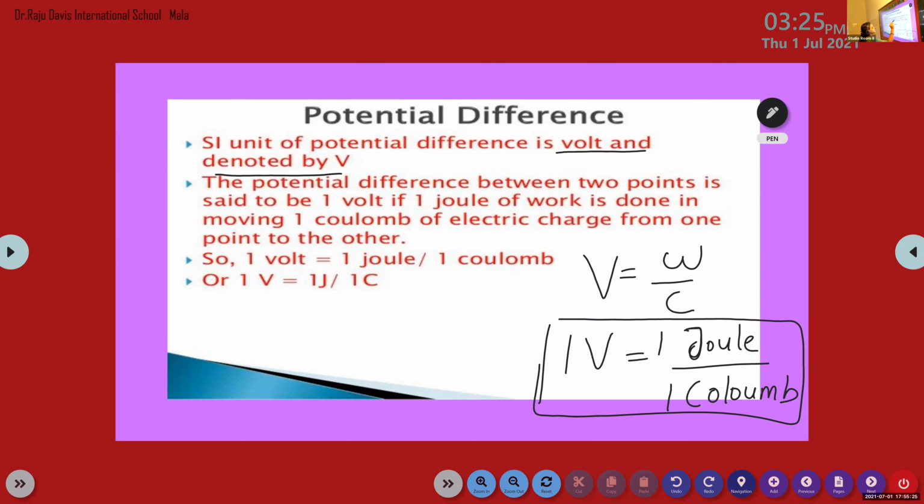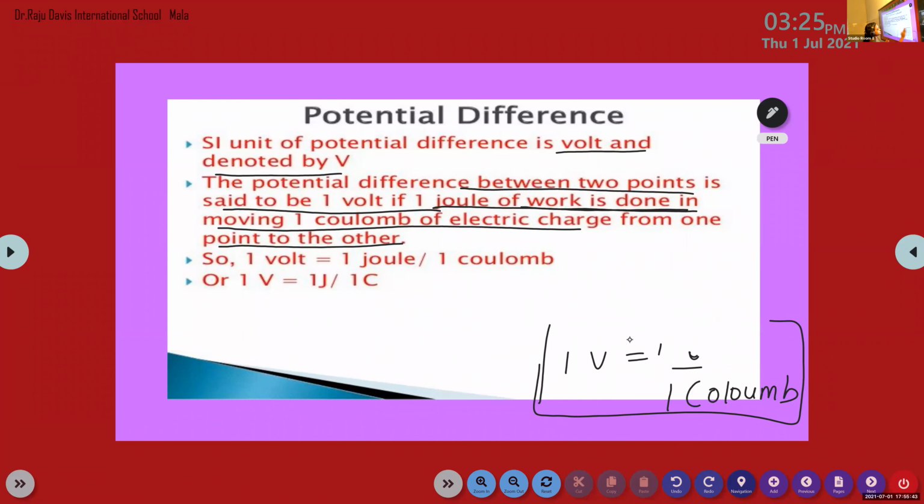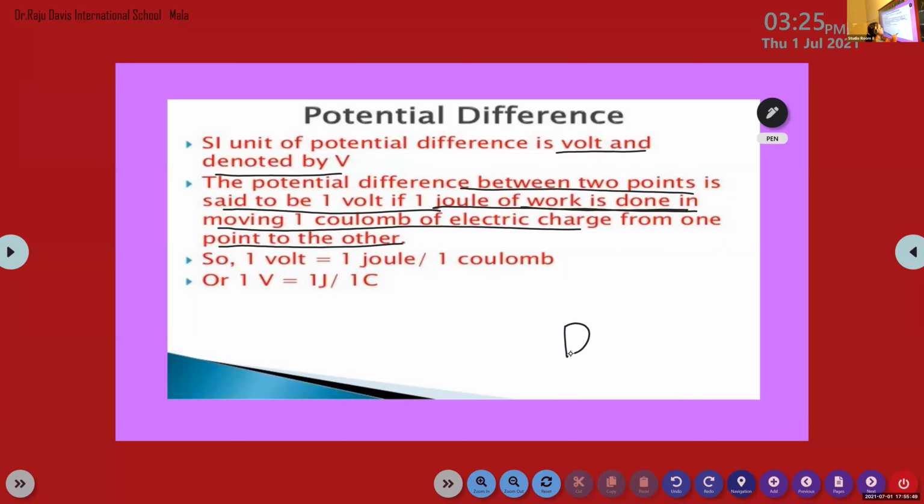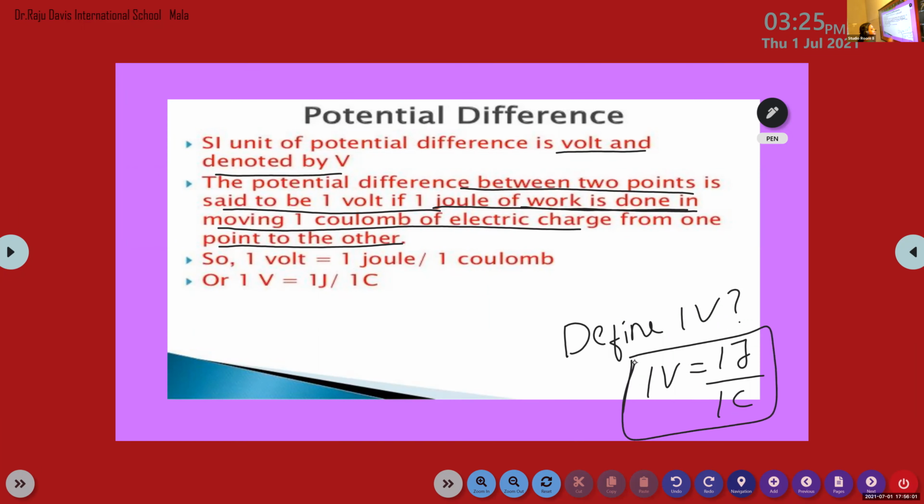So here you can see the definition. The potential difference between 2 points is said to be 1 volt if 1 joule of work is done in moving 1 coulomb of electric charge from one point to the other. You can expect this question in the short answer section: define 1 volt. At least write the equation 1 volt is equal to 1 joule divided by 1 coulomb, which implies that 1 joule of work is done to carry 1 coulomb charge from one point to another.